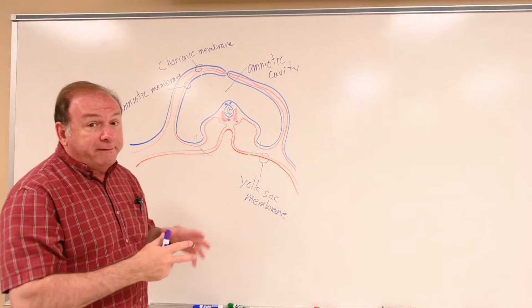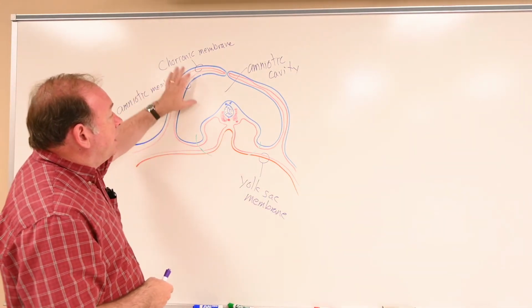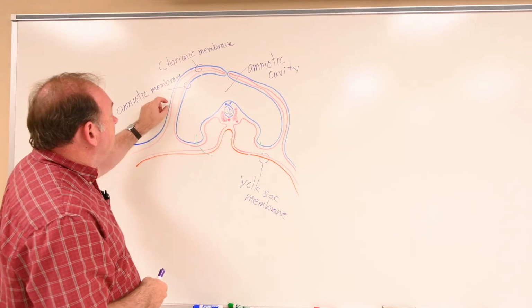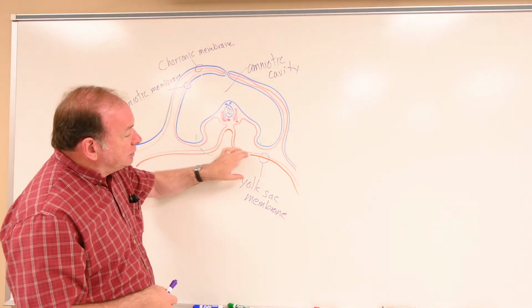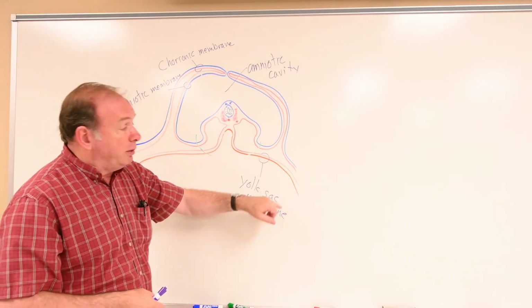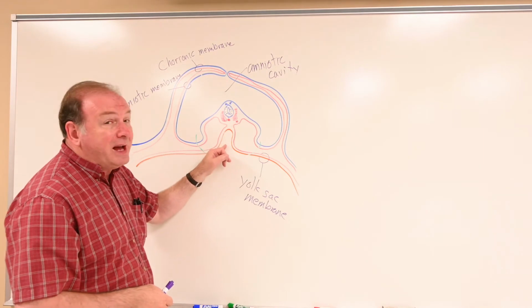There are a total of 4 extra embryonic membranes. We see chorionic and amniotic membranes up here derived from the somatopleural layers. And then down here we see a yolk sac membrane made up of splanchnopleural membrane. There's another splanchnopleural membrane that forms off of the hindgut.